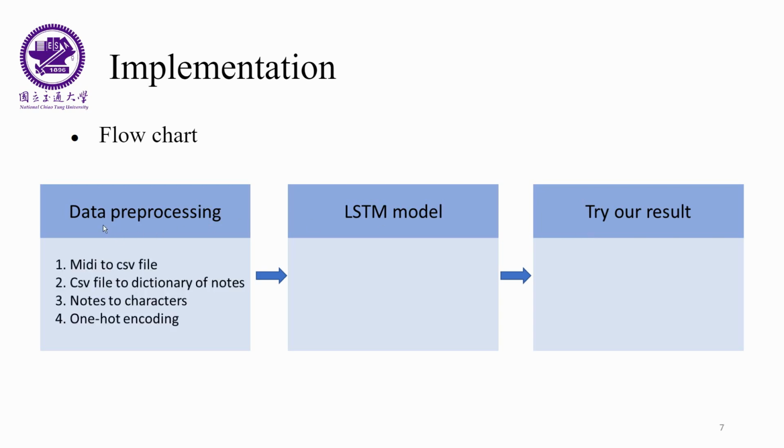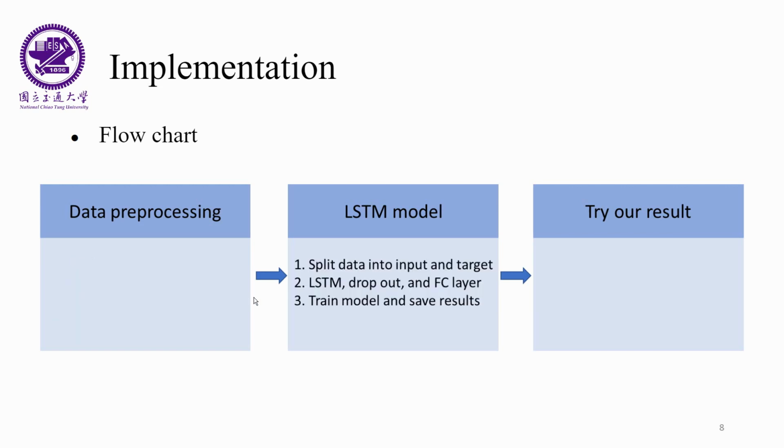Okay, in data preprocessing, first we convert the MIDI file that we collected to a CSV file. Then we convert the CSV file to a dictionary of notes. Thirdly, we convert the notes to characters, or you can say strings, so that we can do one-hot encoding to those characters.